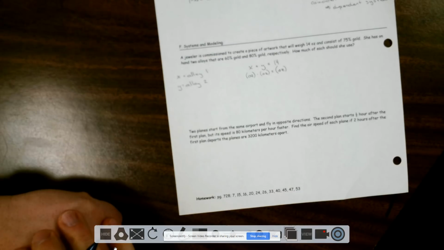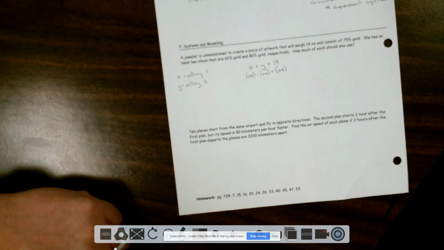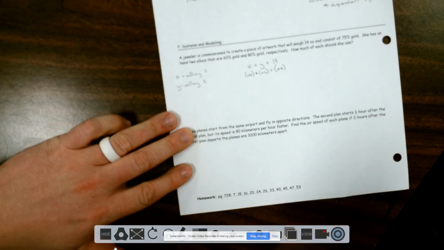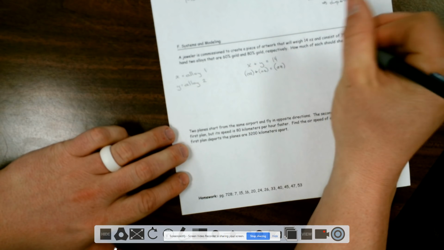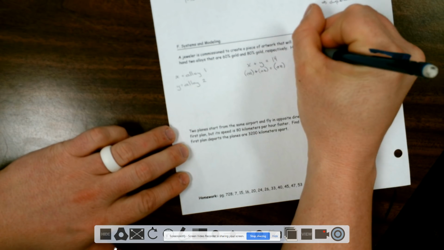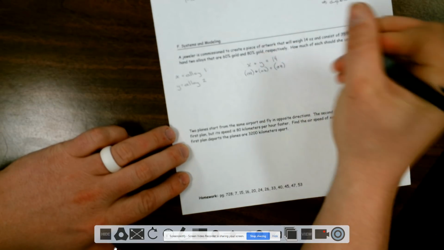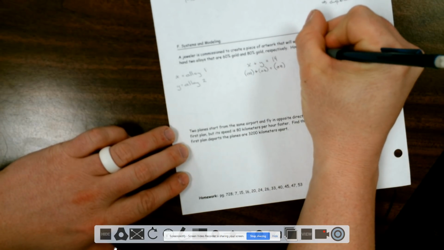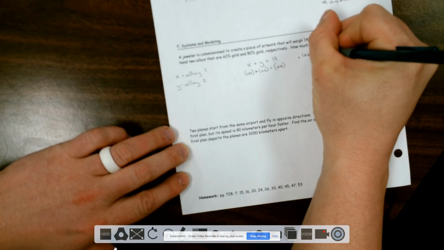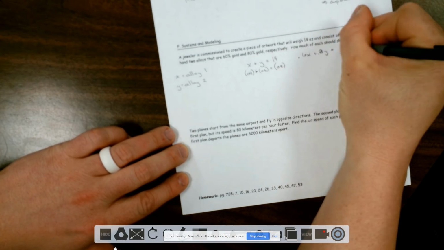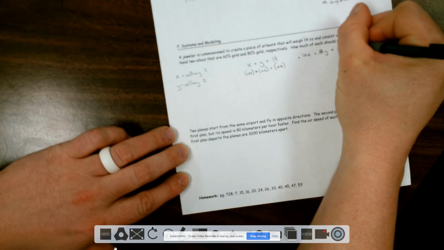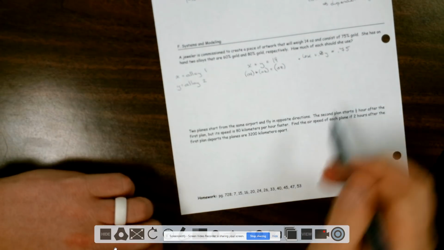So we know we have like terms. X plus Y equals 14 is ounces plus ounces is equal to ounces. So our second line, people tend to jump to the conclusion of, well, this is really easy. I'll just do 0.6x plus 0.8y is equal to 0.75 because they're using this as a percentage line.